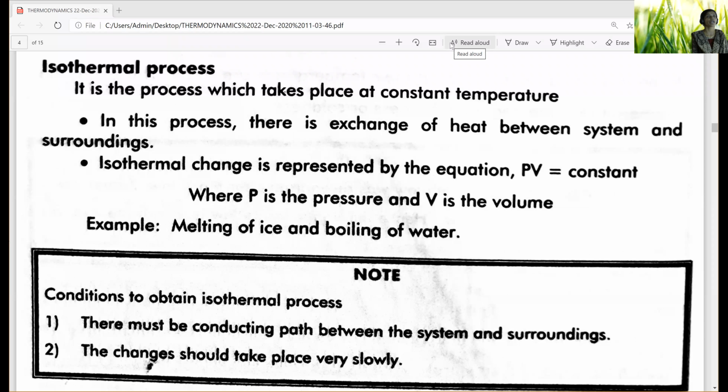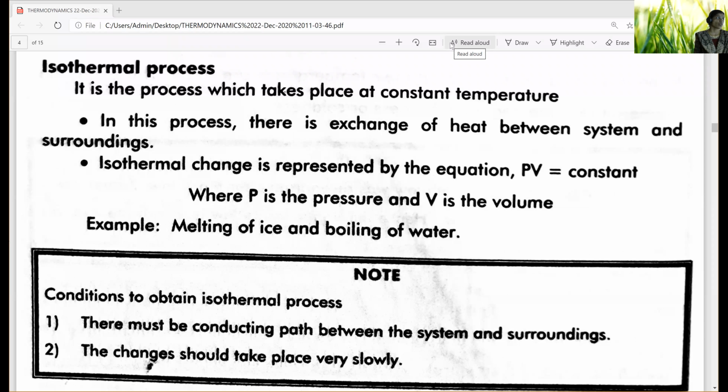So welcome to the session. In the last class, in the chapter thermodynamics, we discussed the zeroth law of thermodynamics, and we also discussed the first law of thermodynamics. Today in this class, we shall discuss some more concepts further.